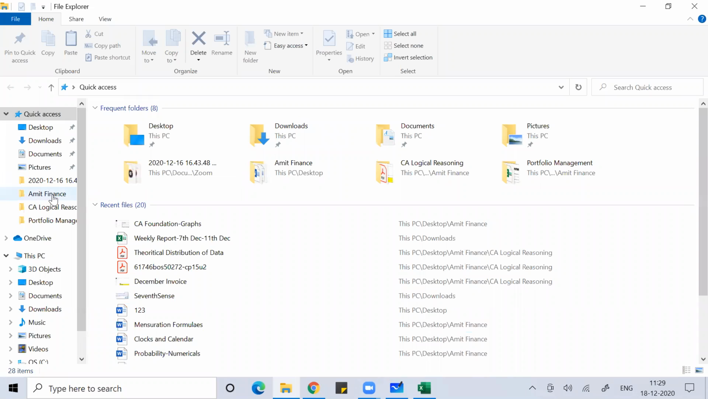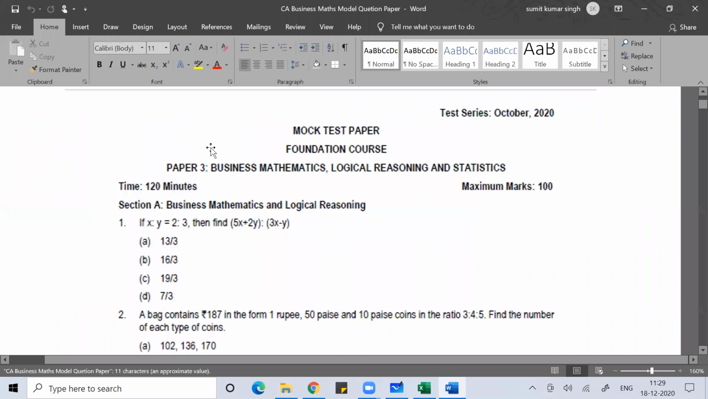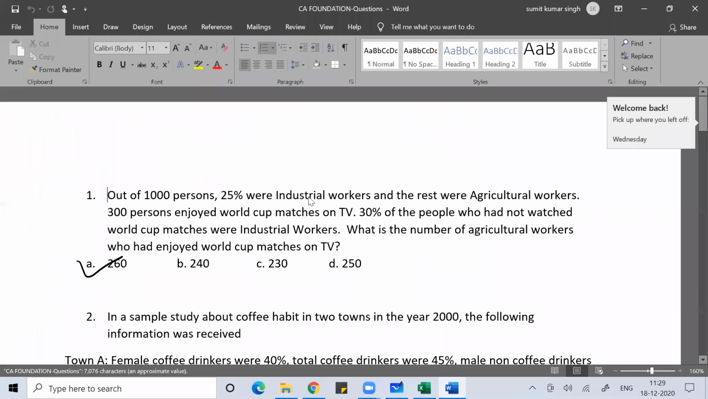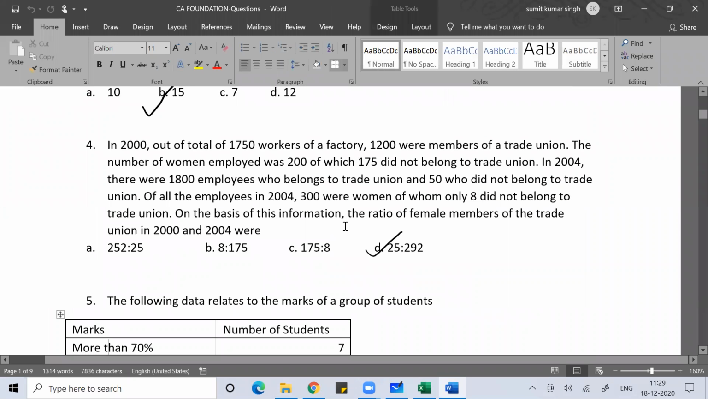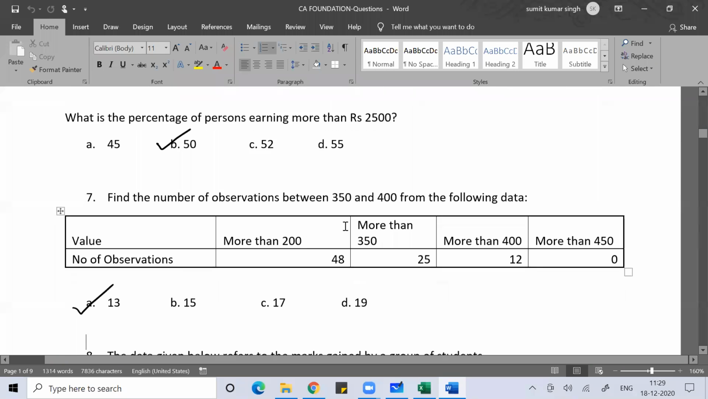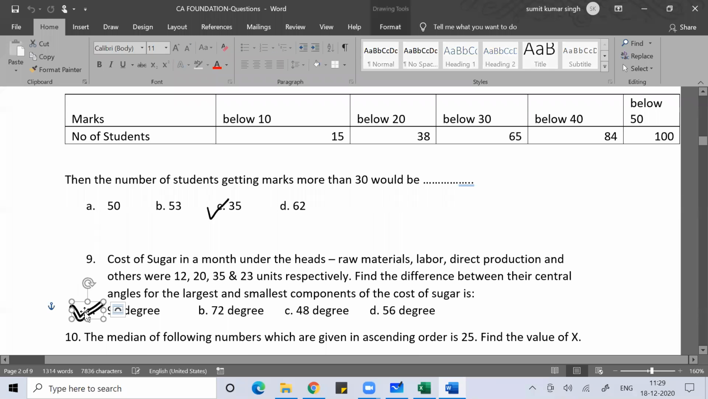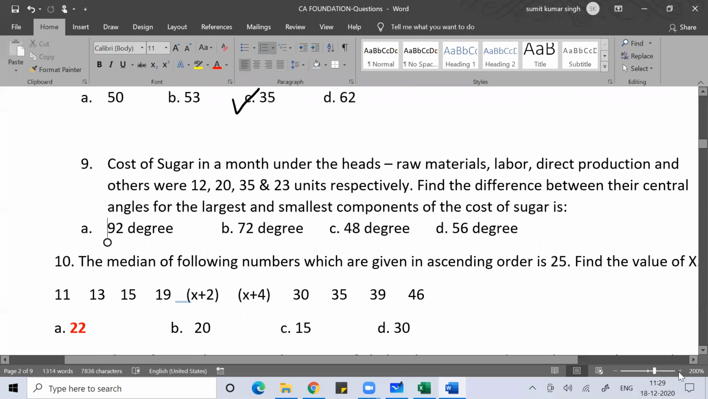One minute. Solve this question, everyone. Everyone solve this question, question number 9.